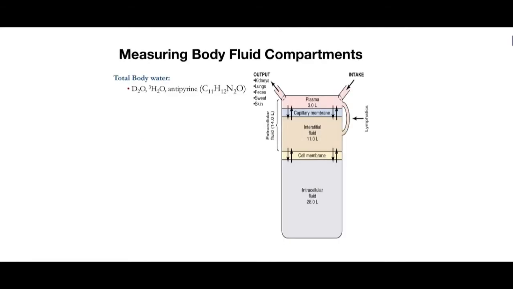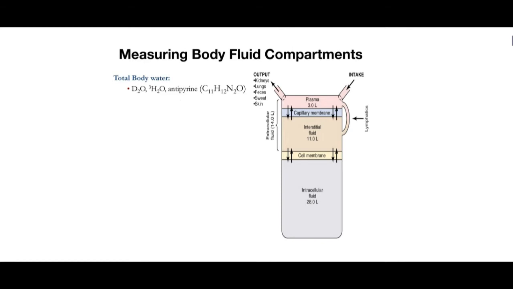All right, so fair warning, you do need to know these indicators. And you do need to know where they go in the body. Okay? So we're going to start with total body water. We're talking about water. So heavy water, or your deuterium, or your tritium water, so your radioactive water, both of those are just water. It's labeled water, but it's water. So you can use that to measure total body water.